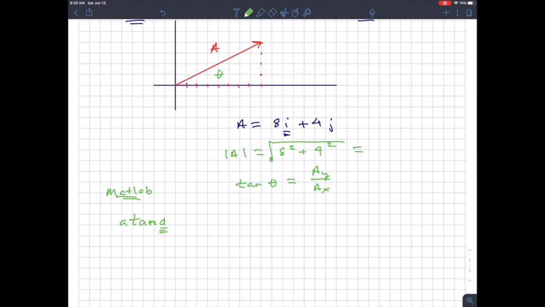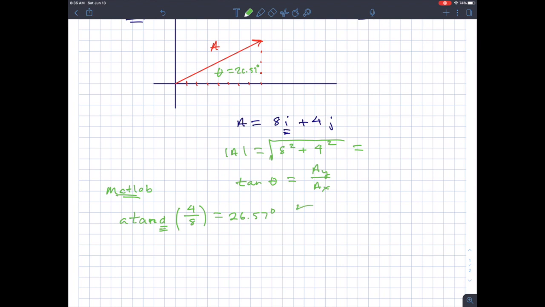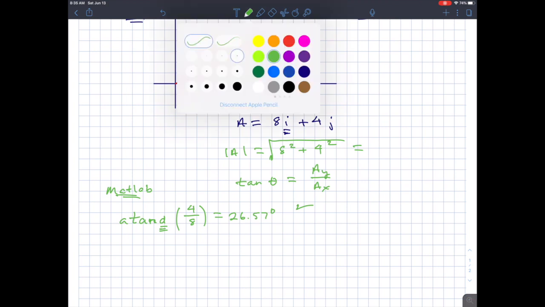Okay, so the y component was 4, the x component was 8. We do that calculation, we get 26.57 degrees. And that looks about right. So there we go, that's example number 1. All right, let's do another example.